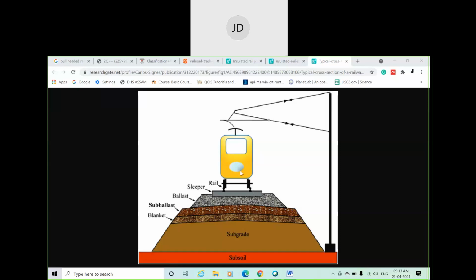So you have to remember that the rail converts the moving load of the train into a point load. In the sleeper, the point load from the rail is converted into a line load, and the line load is converted into an area load from sleeper to ballast, and from ballast to the blanket, or subgrade soil, or subsoil.